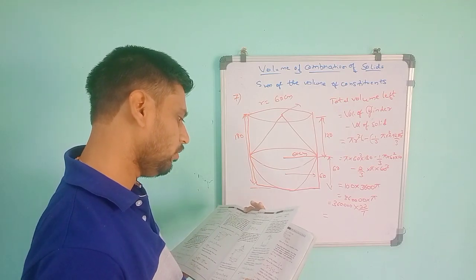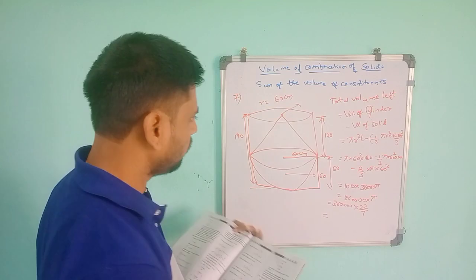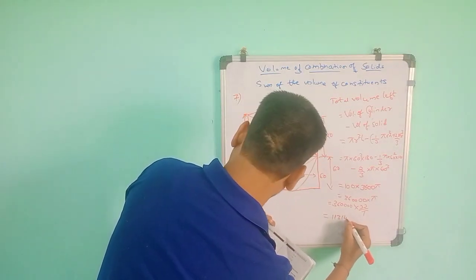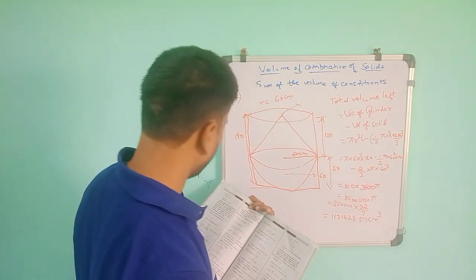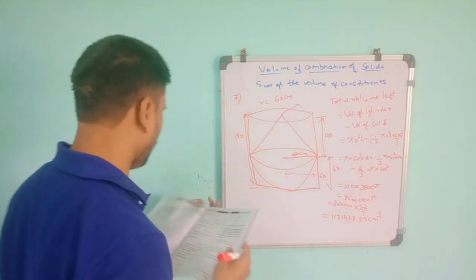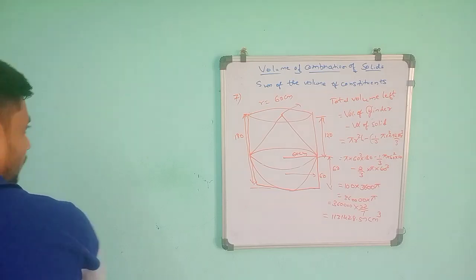so they told you to find the volume of the water left in the cylinder. So this will be 1131428.57 centimeter cube. Then the last row.